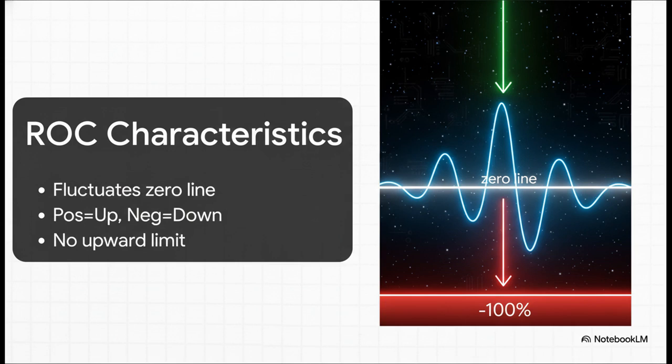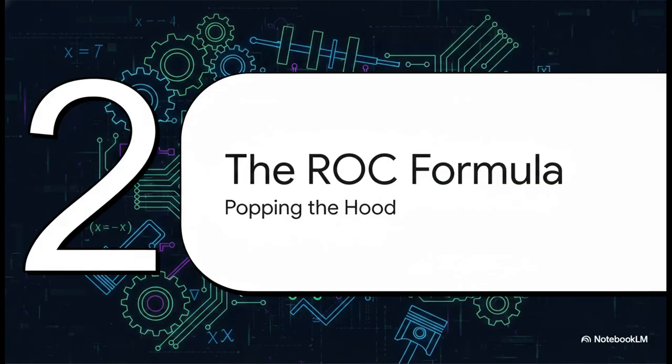But here's a really fascinating structural quirk about this. There is absolutely no upward boundary to this indicator, because technically, a security's price can rise infinitely, right? So the ROC can just keep expanding upward forever. However, it does have a strict downside limit of negative 100%, simply because an asset's price can only drop to zero.